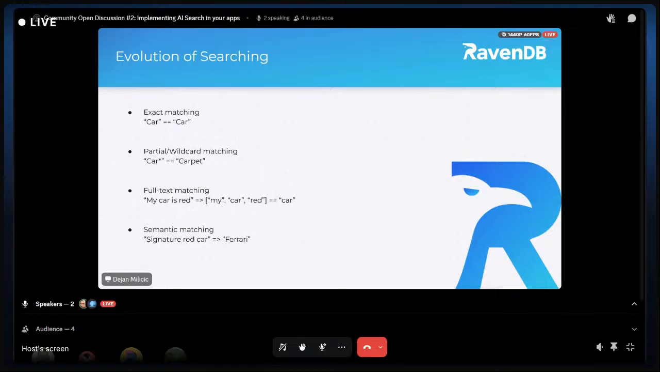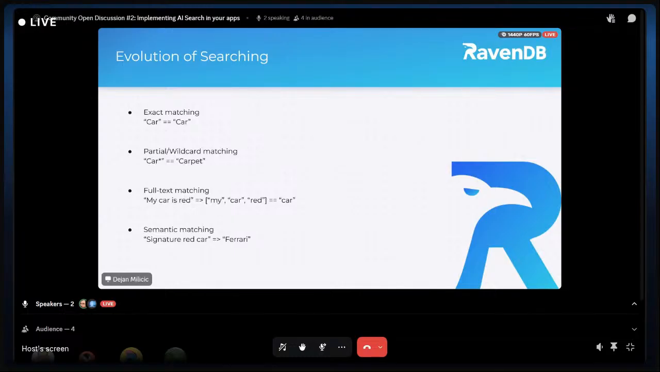Semantical matching would be a step forward, and this is what I'm going to be speaking about today. So if I type red car using full text search matching, I will get my car is red sentence, but I will not get a Ferrari.